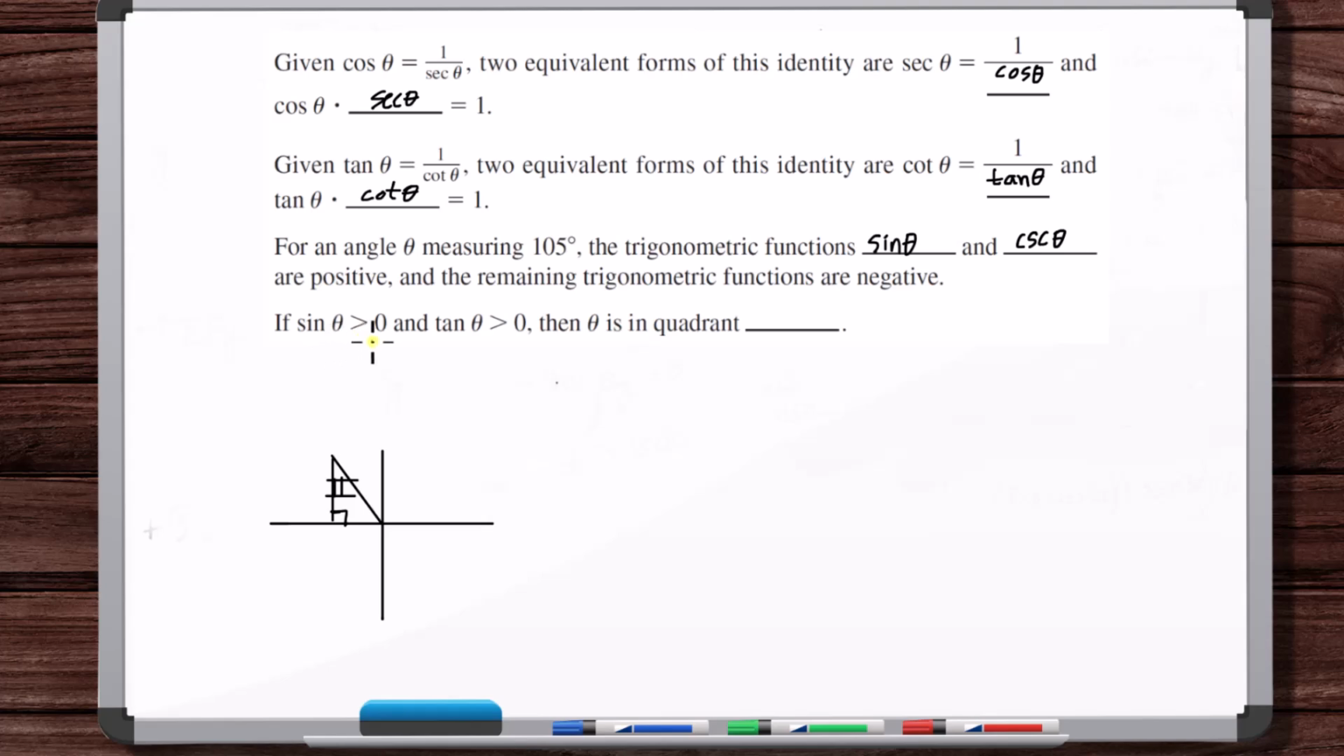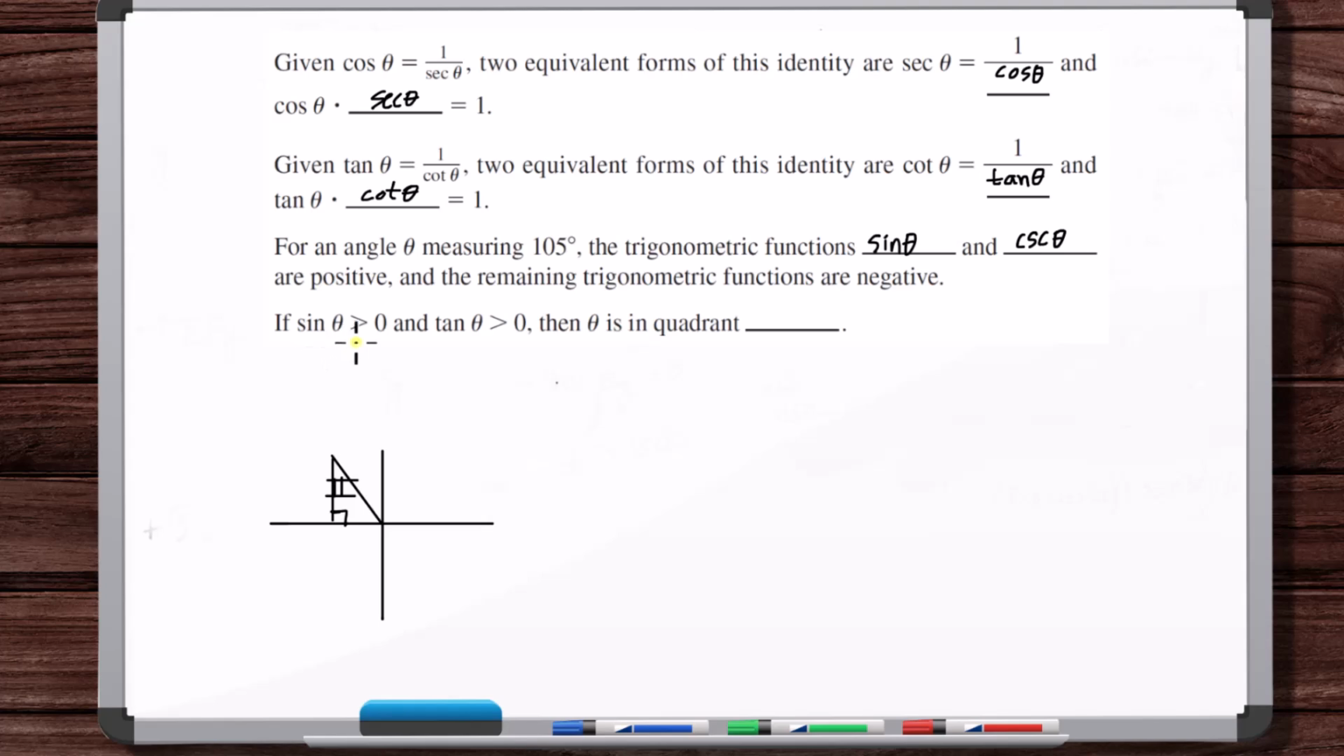If sine theta is greater than 0 and tangent of theta is greater than 0, then theta is in what quadrant? Okay, so if sine theta is going to be greater than 0, then the opposite is going to have to be positive, because you can't have a negative and a negative with sine, because the hypotenuse is never negative. And the opposite is always the y value, because for any quadrant, we're drawing the right triangle to where the y leg is perpendicular to the horizontal axis.